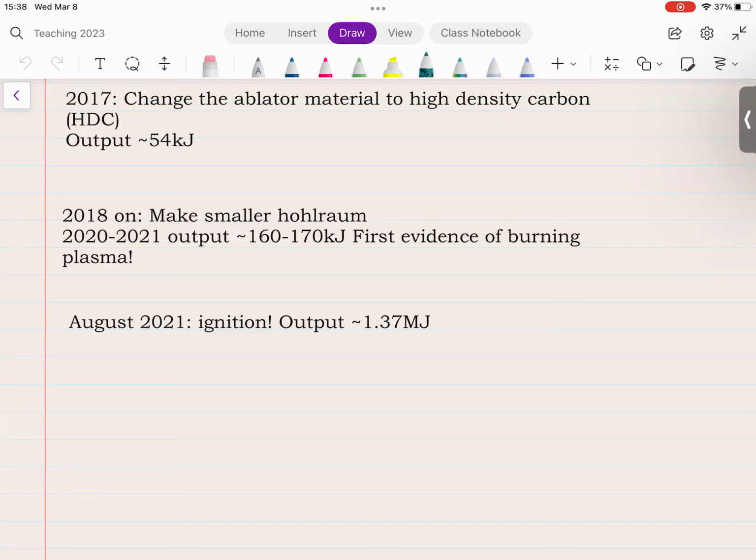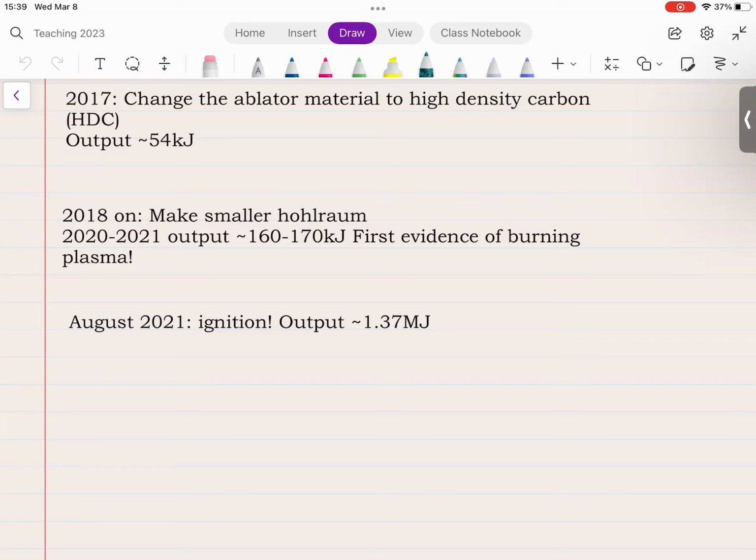headline, Nobel Prize candidate shot. They don't give Nobel Prizes to shots or experiments, and I don't know if this is going to be considered, but it certainly made big news. And in that case, the yield was above 1. And I forgot to look up the number for this lecture. I'll try to find it and put it in the notes. Okay, so that's the story.